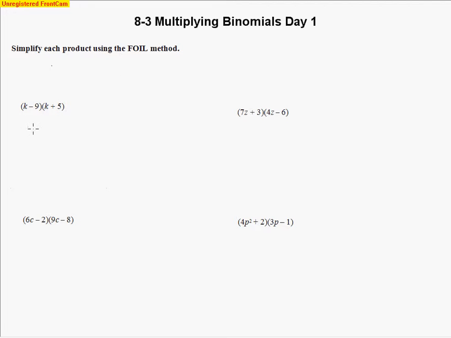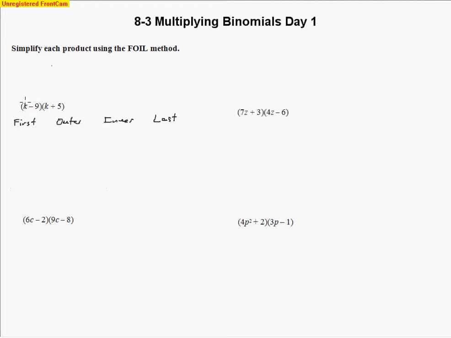So the FOIL method is just an acronym for this: first, outer, inner, and last terms. And so we're going to take a look at it. It's just a quick way of thinking about it as you're going ahead and multiplying two binomials.